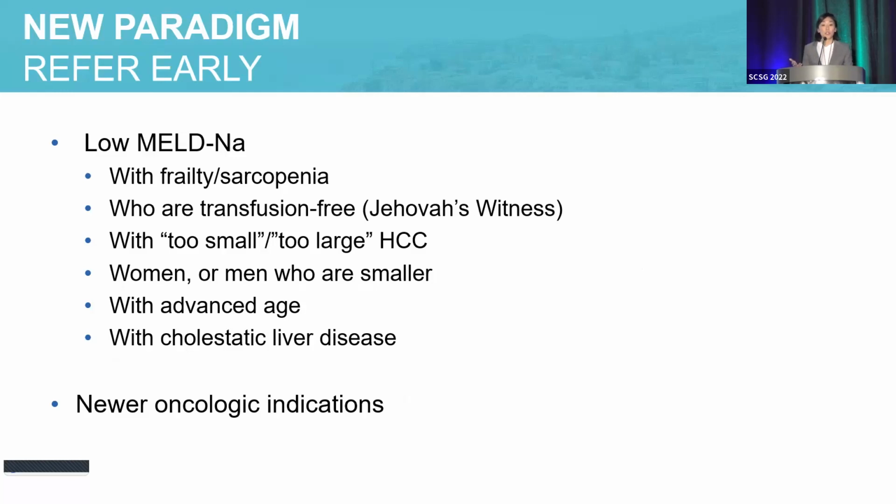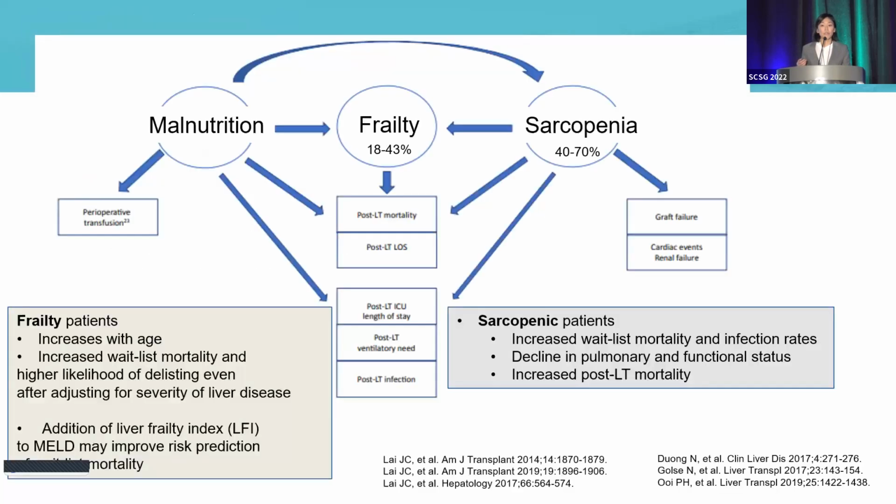Should we be referring those patients at all? Women should be considered, or men even who are smaller. Maybe they're smaller in height, maybe they're frail. The advanced age patients, the cholestatic disease patients. And then how about those patients with particular malignancies that now are indicated for transplant? I won't really go into this, but some of those patients who have intrahepatic cholangiocarcinoma or metastases from colorectal cancer, there are centers that are performing transplant in these patients.